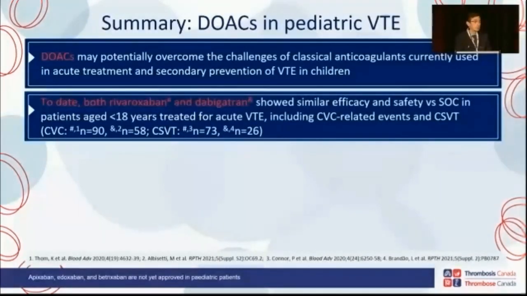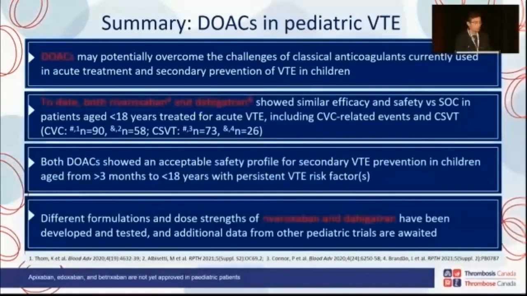So I will conclude that DOACs may potentially overcome the challenges of anticoagulation in children and adolescents, and that to date, only rivaroxaban and dabigatran have published their results, including for thrombosis for line-related events and cerebral sinus venous thrombosis. They seem to have an acceptable safety profile, including secondary prevention, but different formulations, I mean, oral pellets or capsules that can be diluted, will also be available for adolescents that are not able to swallow. And with that, I think we've covered a lot of ground.